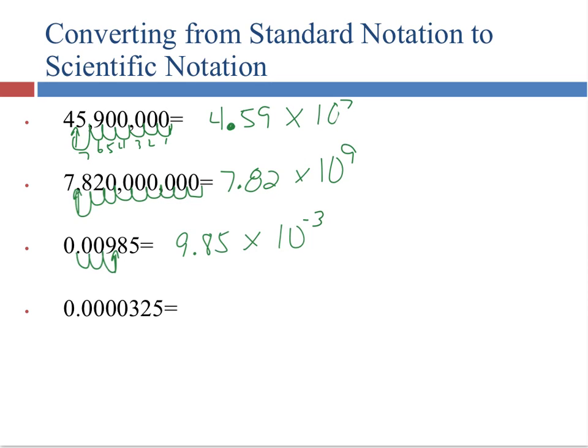Can you try the next one? Well, I want it to be 3.25. So we move the decimal 1, 2, 3, 4, 5. So it's going to be 10 to the negative 5 because of the direction I'm moving the decimal. Now I kind of remember this by the positive numbers are going to make my original number bigger. The negative numbers are going to make my original, my standard notation, smaller.